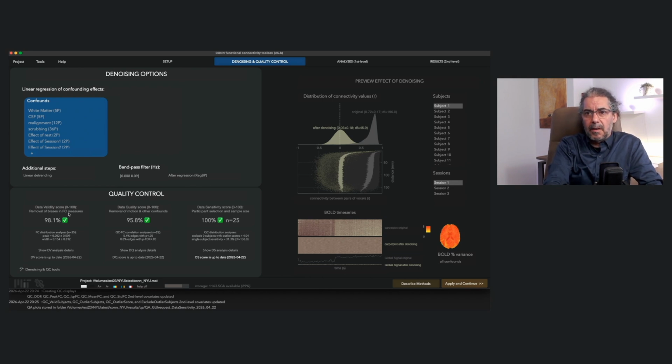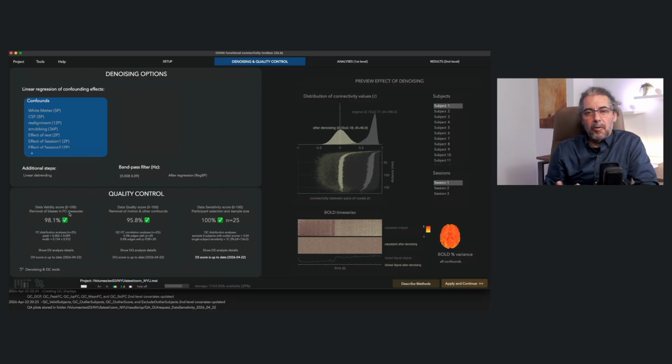The data quality and data validity have dropped a little bit compared to their values when we were excluding that subject, but they have not decreased all that much. So this could also be a perfectly reasonable option that we could use as a second venue, and we could continue analysis with all 25 subjects, knowing that this still provides, with the default options in CONN denoising, data quality, data validity, and data sensitivity scores all above 95%, indicating good quality data.